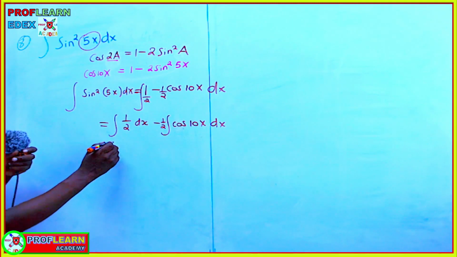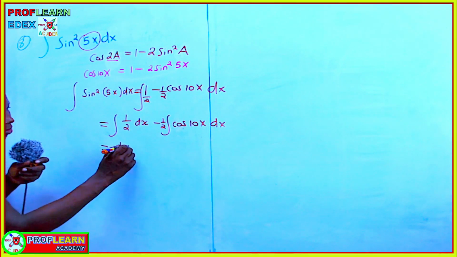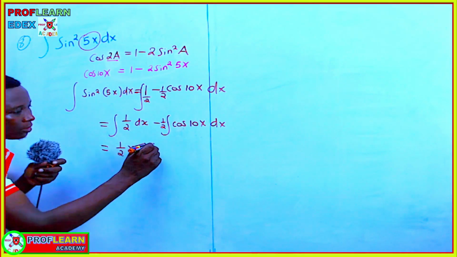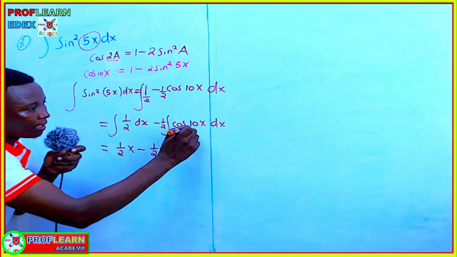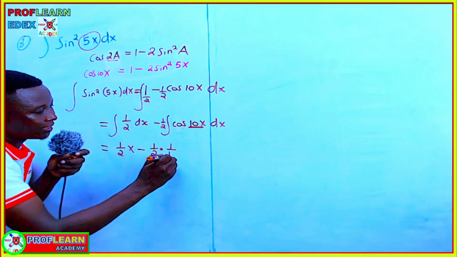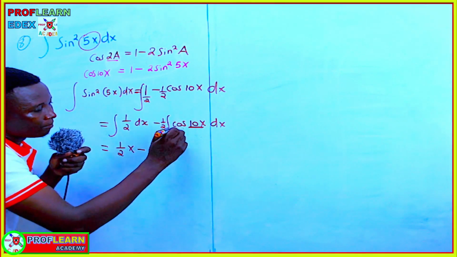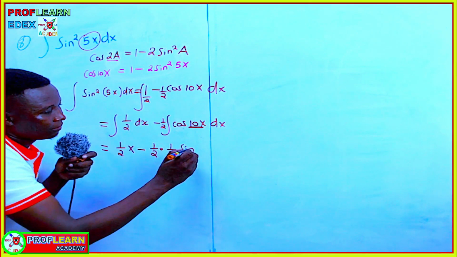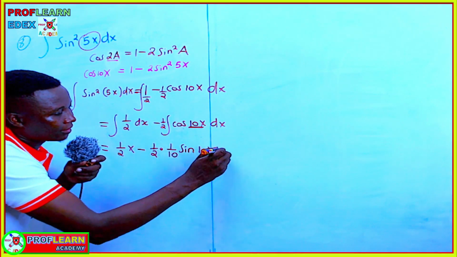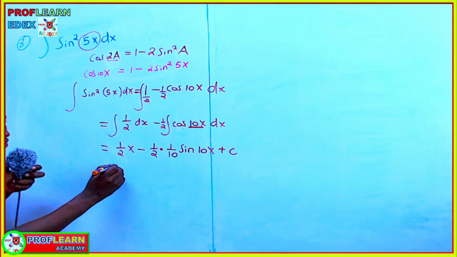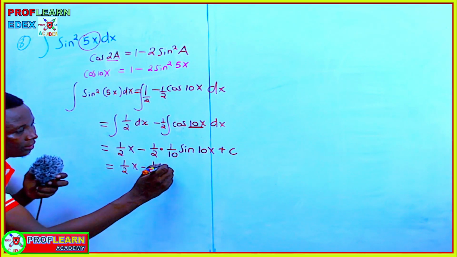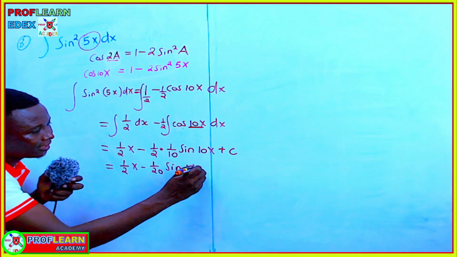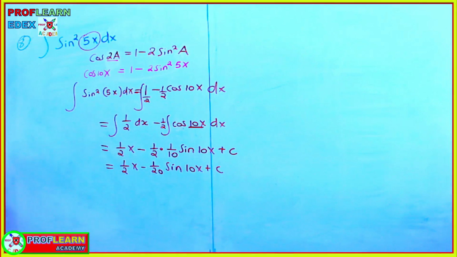Now to integrate this, of course, this is going to be 1 over 2 x minus 1 over 2 times 1 over 10 sine 10x, then plus c. And this is going to translate to 1 over 2x minus 1 over 20 sine 10x, then plus c, like that.